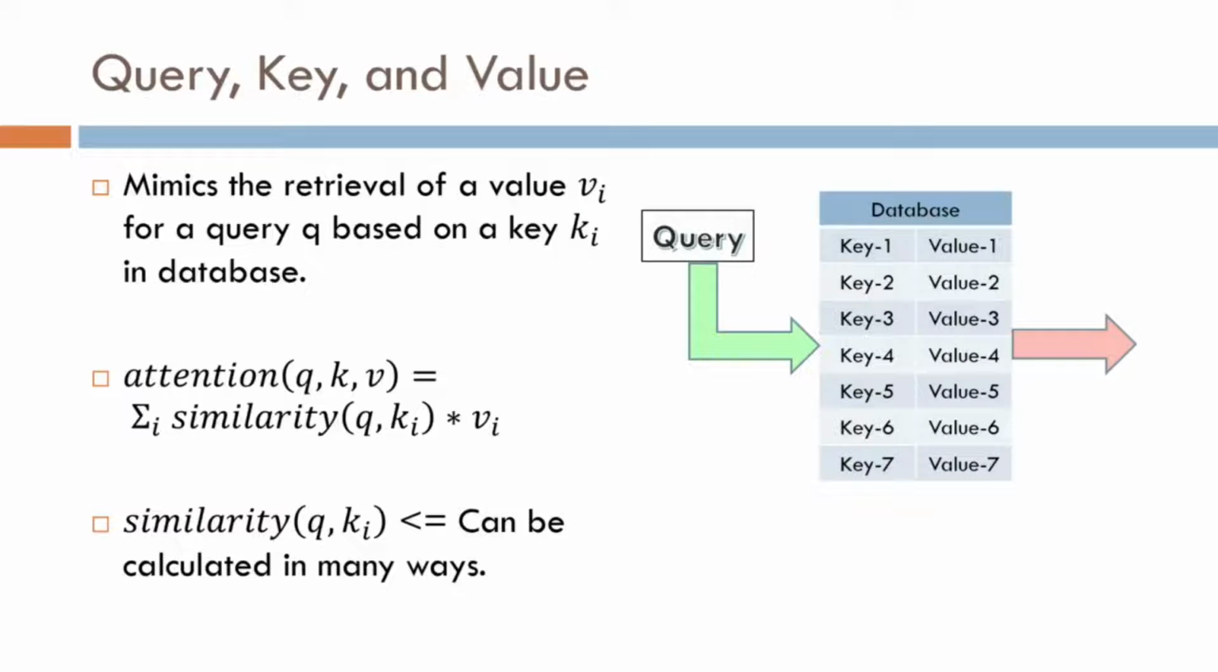Before we mathematically formulate or discuss the existing techniques for attention mechanism, there's one more thing I want to introduce, which is the concept of query, key, and value, a key concept of attention. The query, key, value concepts mimic the retrieval of a value v_i for a query q based on a key k_i in a database. In a database, we have a set of keys which are sort of indexes, just as in a book, on the back of which we have a set of index terms.